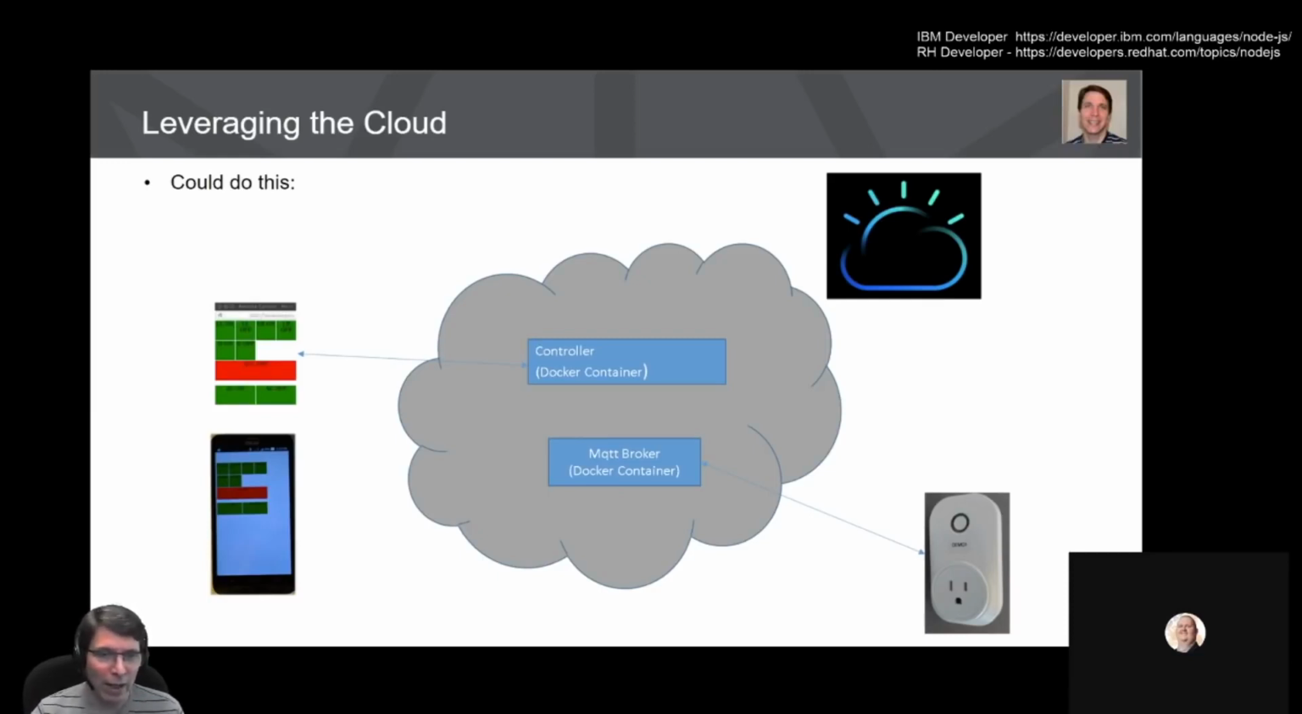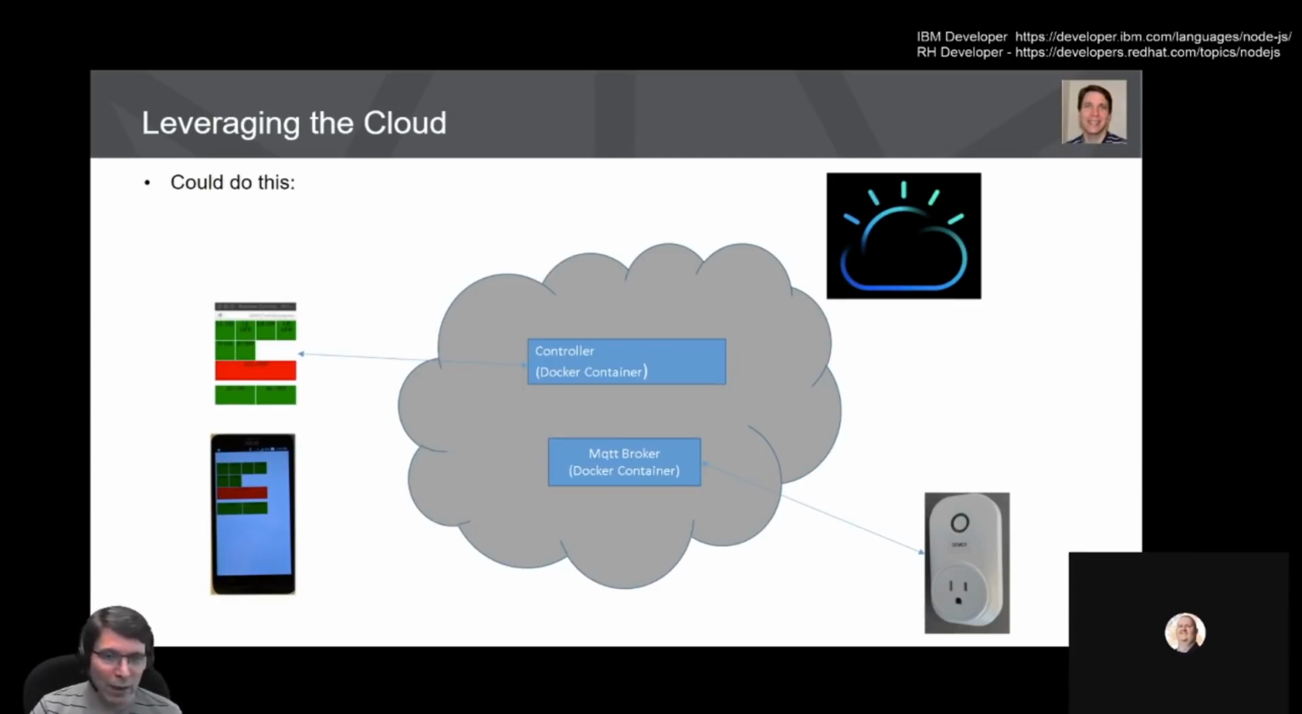I ran an MQTT broker in the cloud, and then a Node application. In this case, it's an example where, either through a UI on a computer or on my phone, it can talk to that controller. That controller will convert whatever buttons you press, to say turn on lights, turn off lights, into an MQTT message.